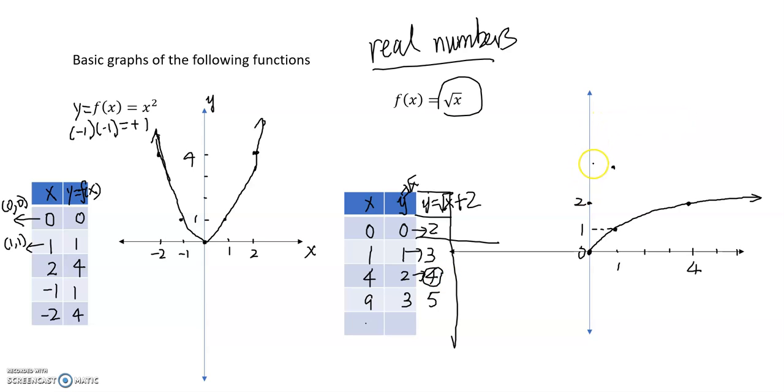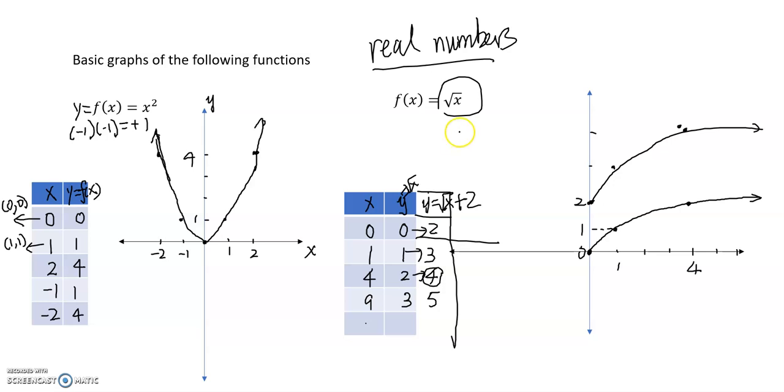So again, we're going to move it up to 4. So the graph looks like that. My graph probably is not very scaled, but you can see the whole graph is moved up 2 units.